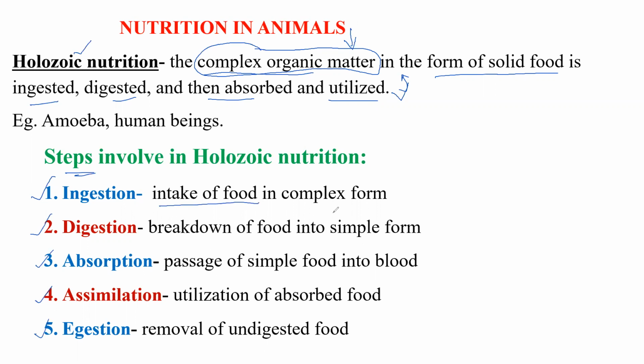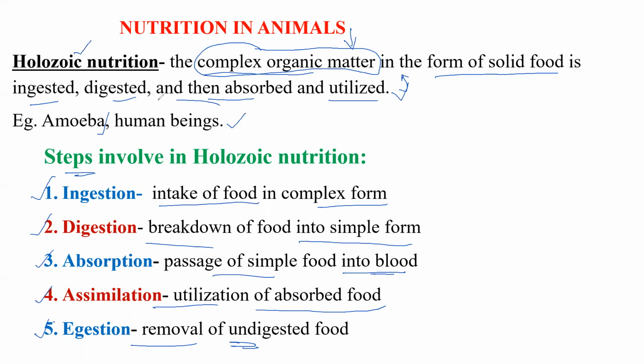Ingestion means intake of food in complex form. Digestion means breakdown of food into simple form. Absorption, passage of simple food into blood. Assimilation, utilization of absorbed food. Egestion, removal of undigested food. These are the 5 steps involved in holozoic nutrition. Examples of holozoic nutrition are amoeba, paramecium, and human beings.